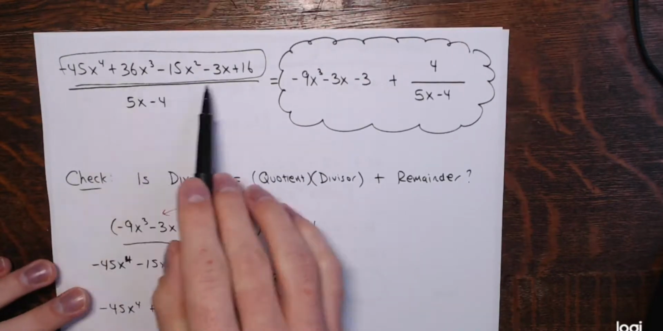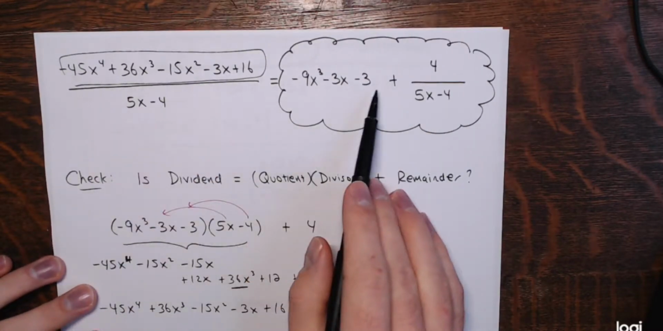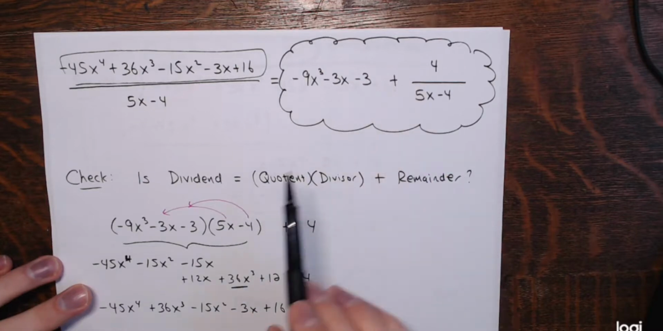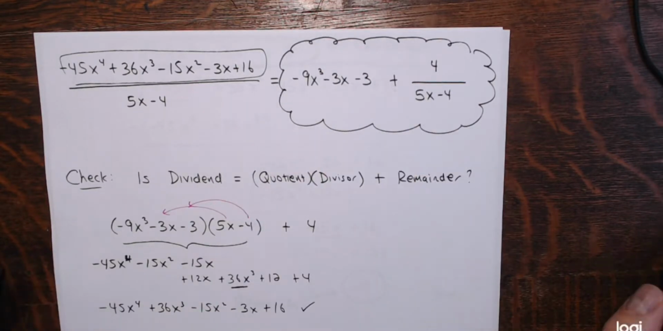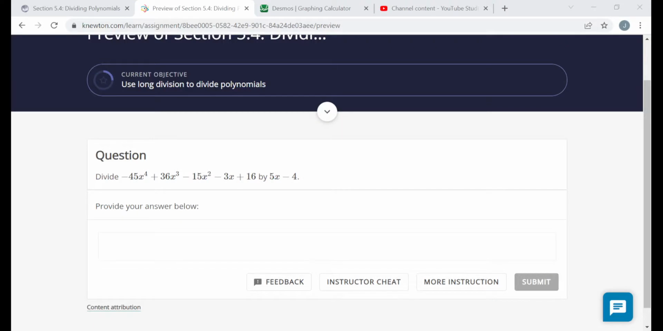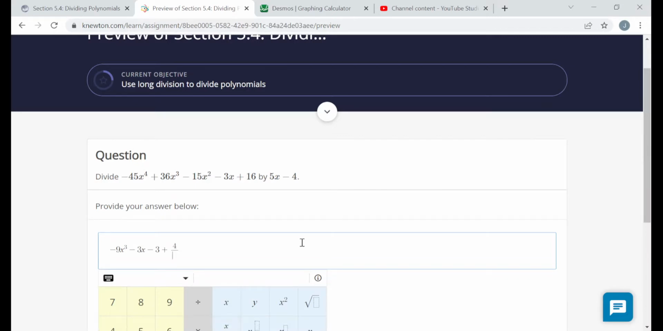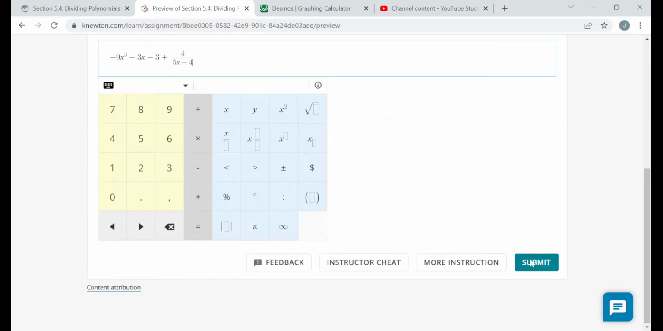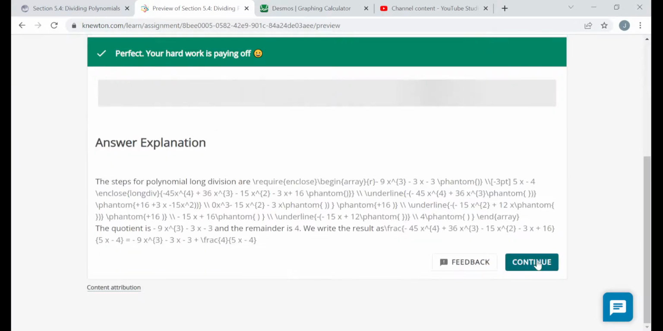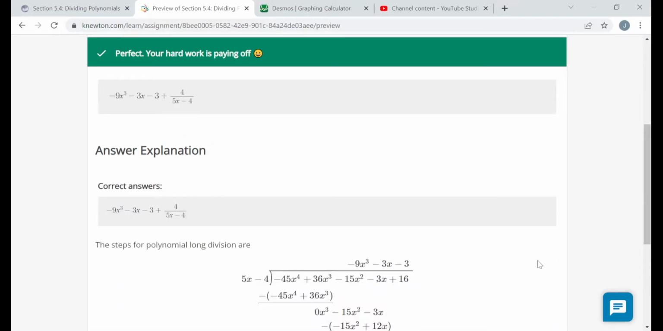And then the result of this division problem is, again, quotient plus remainder over divisor, and that's what they want us to enter. So we have quotient, negative 9x cubed minus 3x minus 3, and then plus some fraction, remainder over divisor, 4 over 5x minus 4. And that should be good. I did do the checking. Great.